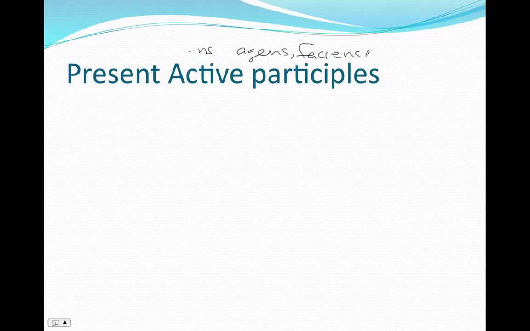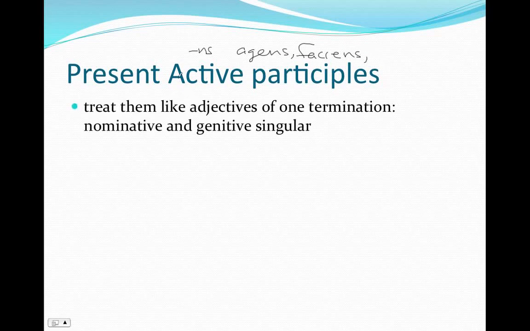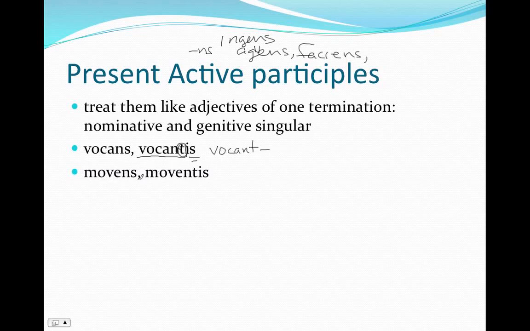And then the genitive, though, is going to give you the stem. So we're going to treat present active participles, right? If you compare agens with ingens, it might look very similar, and you'd be right. We're going to treat present active participles just like adjectives of one termination, where we have a nominative and a genitive singular. So vocans, vocantis, calling. And this genitive, notice the S turns to a T. We add our IS genitive ending, so our stem is going to be vocant. We add our endings. Moens, moentis, moving. So our stem is moent.